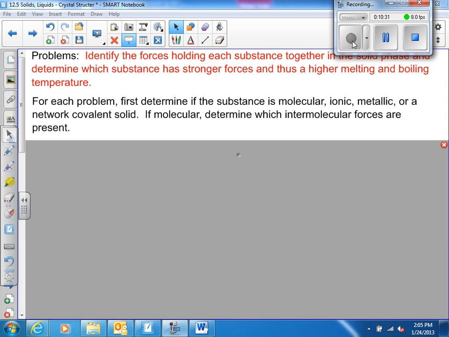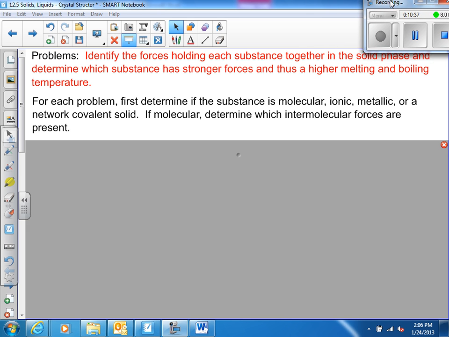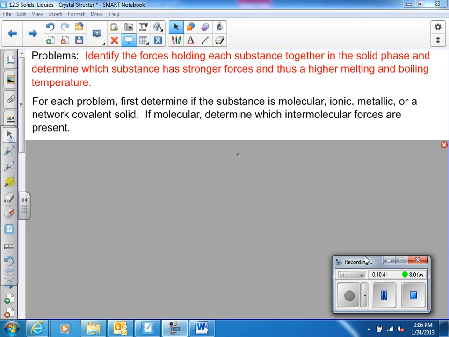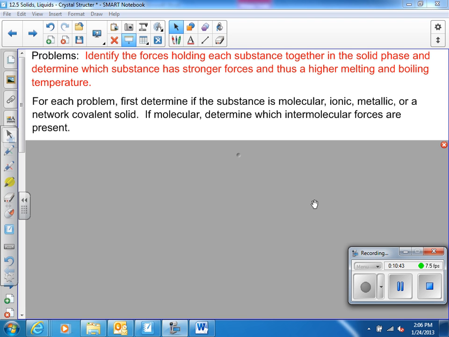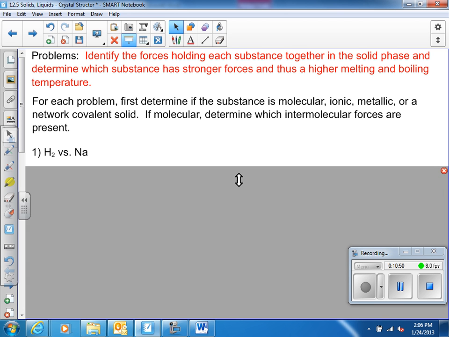So now we're going to do some actual problems figuring out the types of molecular solids that two substances are, and also which of two substances would have stronger forces. So we're going to have problems where we have two examples. We're going to compare hydrogen gas versus sodium. We're going to find the forces holding each substance together in the solid phase. And then we're going to determine which of these two has stronger forces and thus a higher melting and boiling point.